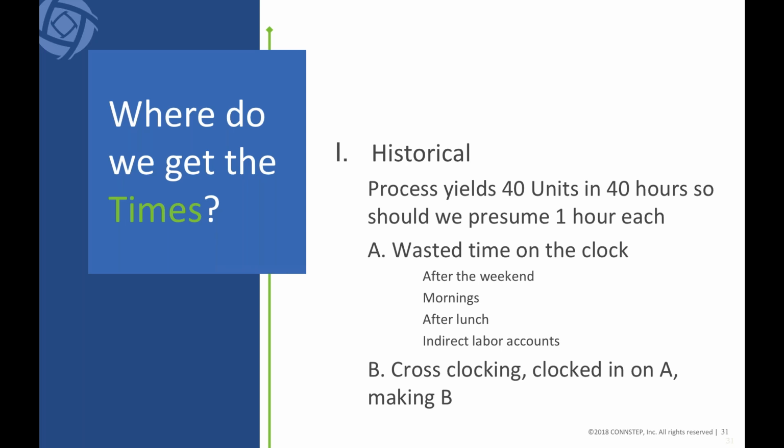Also what we call cross-clocking. We get clocked in the morning on A, but we start making B at, say, 9 o'clock, but we don't get clocked. And so that makes A twice as expensive as it should be, and B free. So of course, both of those skew the whole clocking formula that we talked about at the top of this slide.